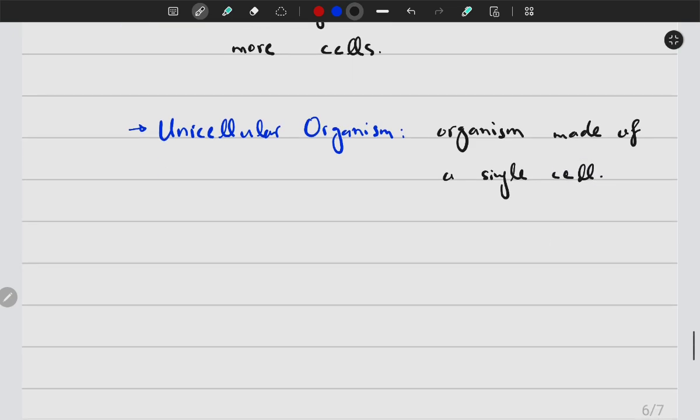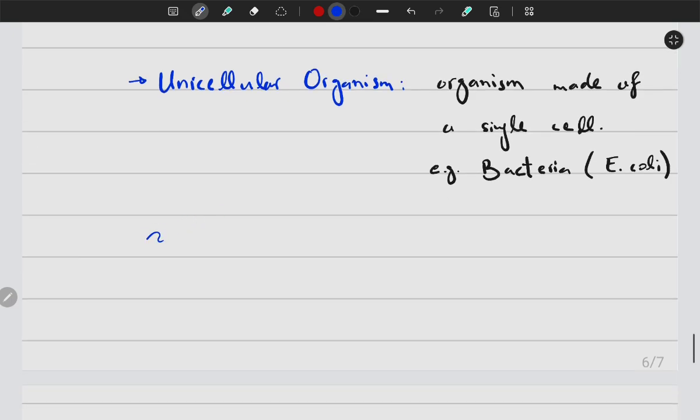That's it. An example, most of the bacteria are unicellular, right? A very famous bacteria is E. coli, Escherichia coli. The second type is the multicellular organism.